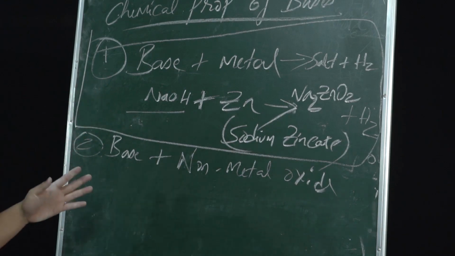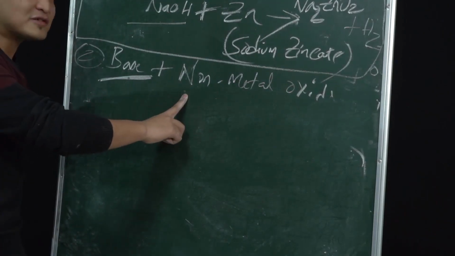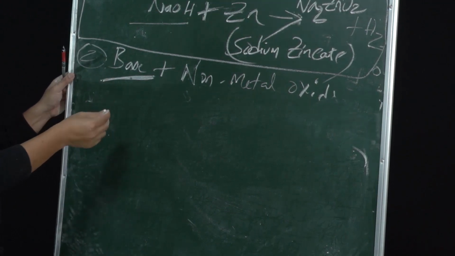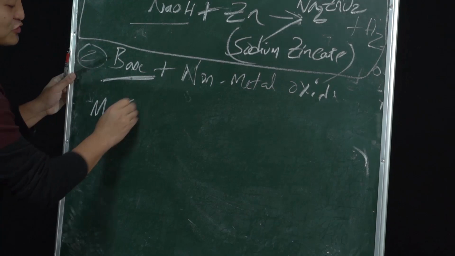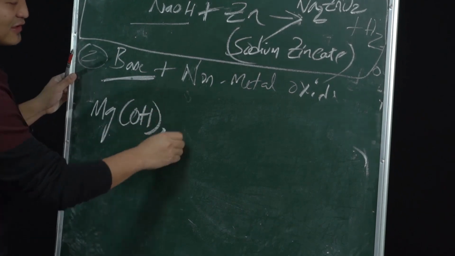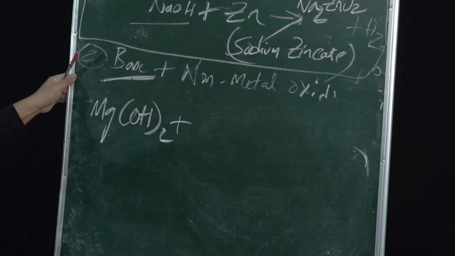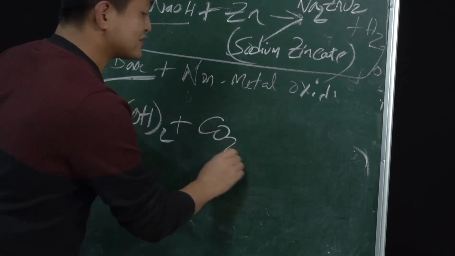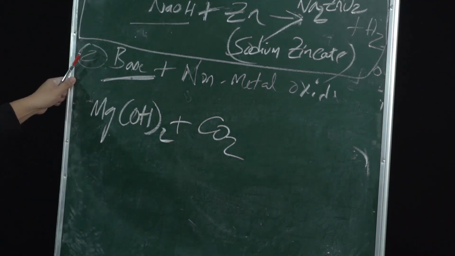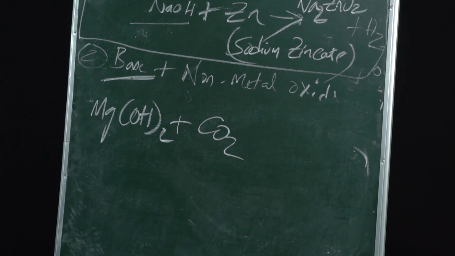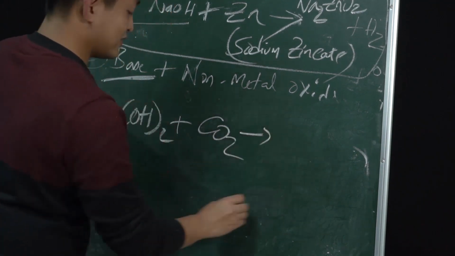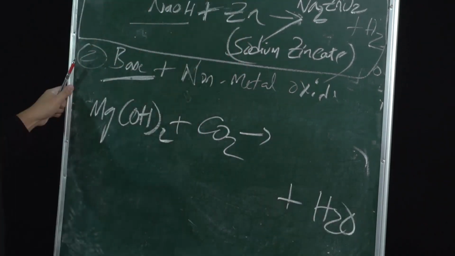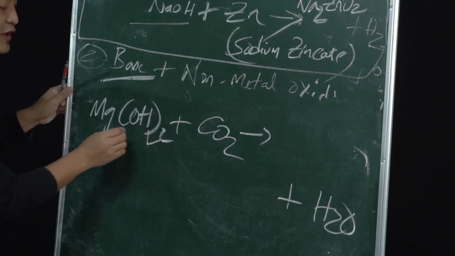Now the next one, base reacting with non-metal oxide. We'll use another base here. Let's use magnesium hydroxide. Clear? And for the non-metallic oxide, we'll use carbon dioxide, because it is a non-metal. So we will get water, which is very sure to get from here, H2O.